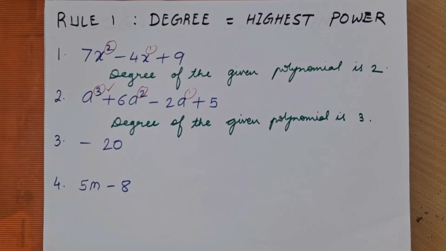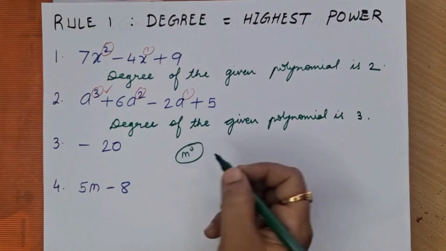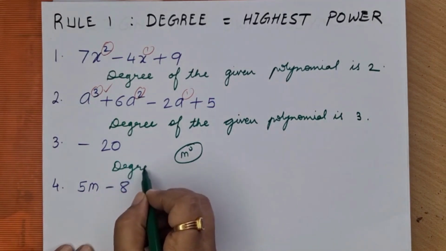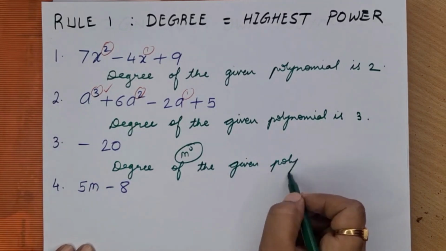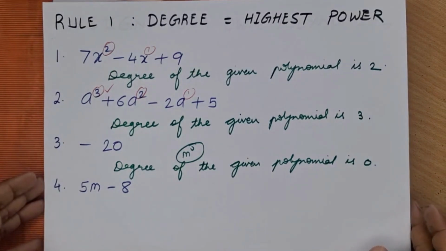Example 3. It is the ultimate constant trap. Look at minus 20. Where is the variable? It's completely missing. Why? Because it is secretly hiding as m to the power of 0. Write this down in bold. Any standalone number always has a degree of 0. So now let us write the answer in a proper format.